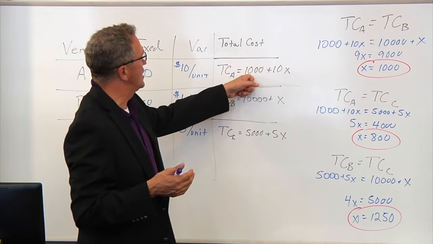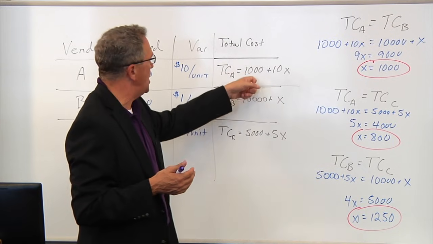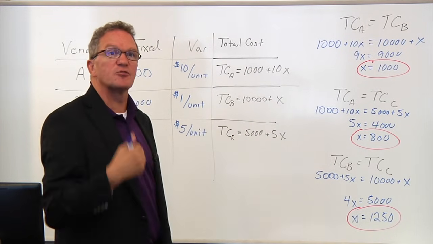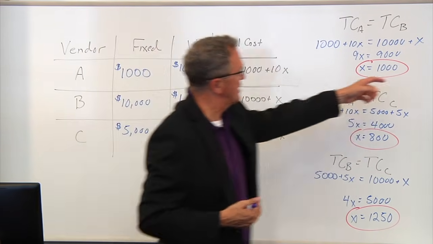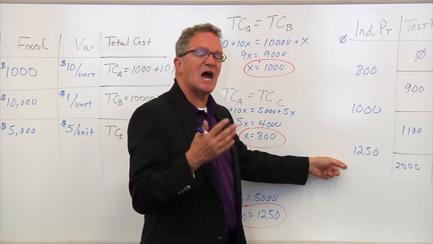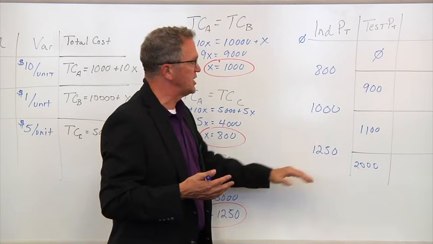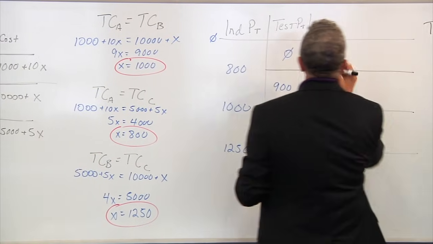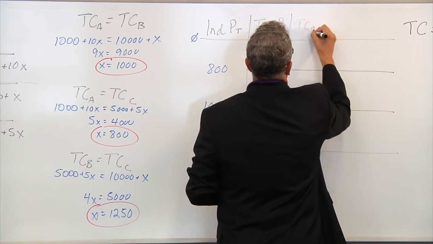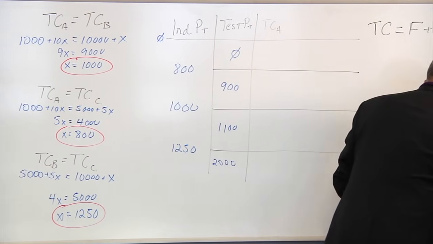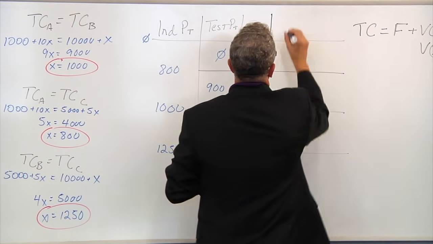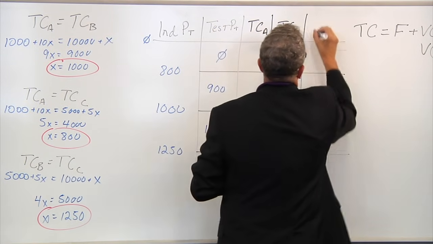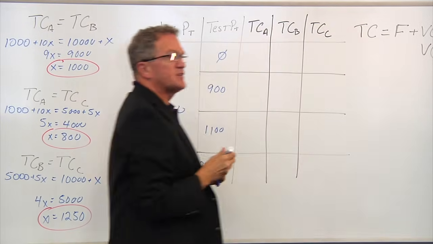Since somewhere between 0 and 1,000,000, we changed from choosing supplier A or supplier B, there is an indifference point in there somewhere. We had established these indifference points. Now we're going to find out for each gap in here which option we would do. So let's go back over here. We've got our test points. Now we're going to find out what's the total cost for A, the total cost for B, and the total cost for C for each of these options.